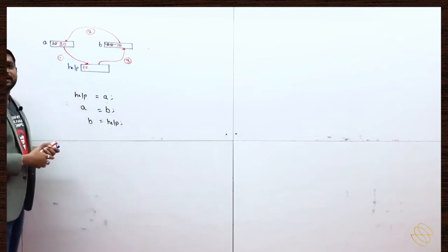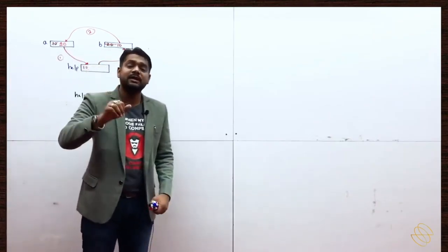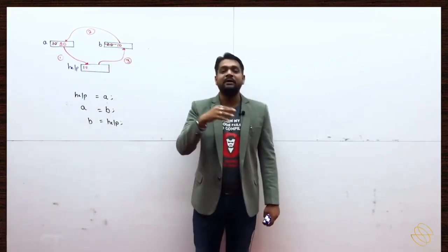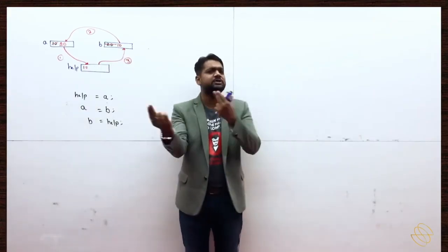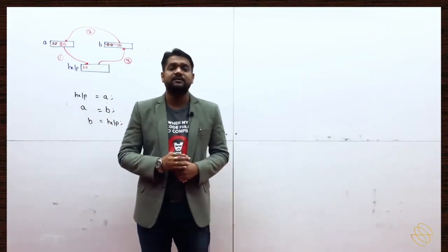Now see, what is there in A? 20. What is there in B? 10. Initially what was there in A? 10. What was there in B? 20. 10, 20 became 20, 10. Means you are successful in exchanging the contents of two memory locations or two variables.